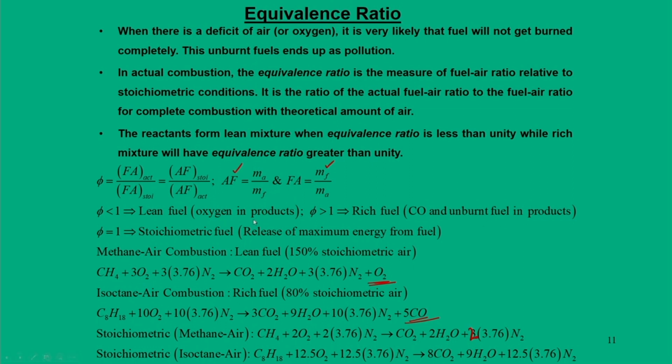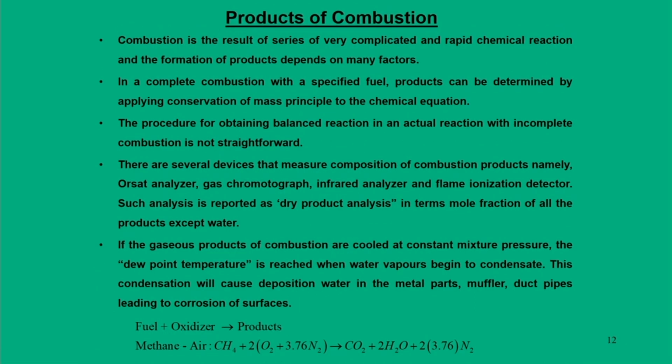An ideal situation would be phi equal to 1, which refers to a stoichiometric fuel, which means in this situation we will have release of maximum energy from the fuel. Okay. Now, the next segment that we are going to discuss is the products of combustion.